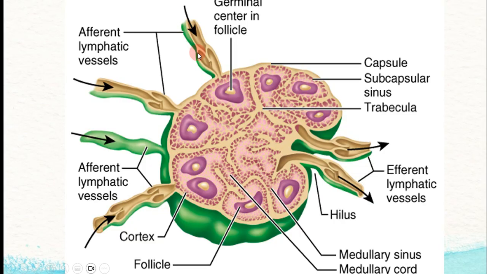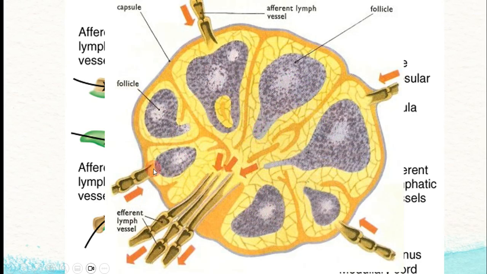Notice how we have a lot of incoming areas, right? They're called afferent lymphatic vessels. I mean, stuff's coming into it. So coming in, coming in, coming in, and only one spot right here of going out. All right, so the next picture, I believe, shows that as well. Coming in, coming in, and one spot that goes out.